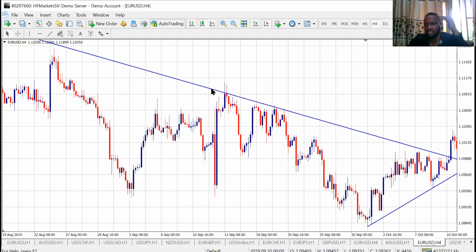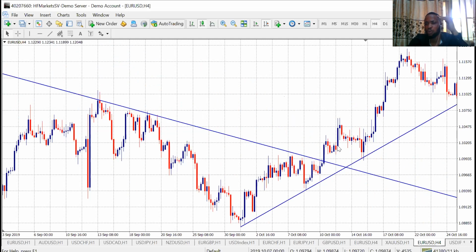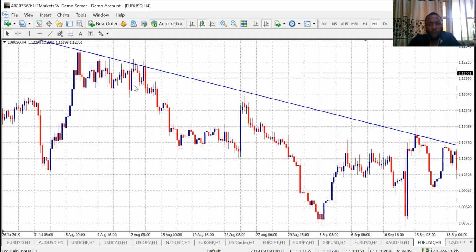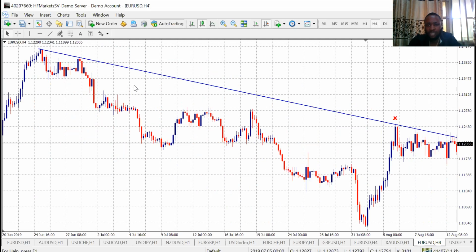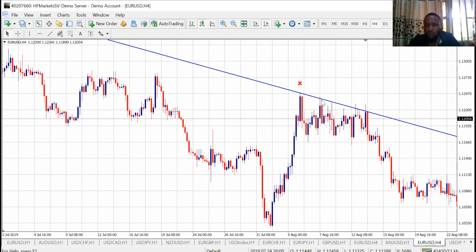You can see it was acting as a resistance before it was broken here. You can see I got this bullish candle very visible in a 4-hour time frame. This bullish candle broke this trend line. Even when the buyers were testing the trend line, there was a wick. The candle went above the trend line, but it closed below it.